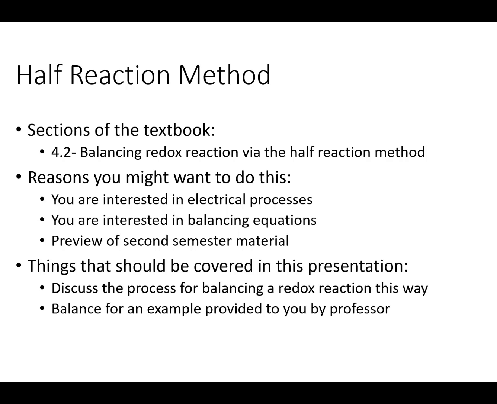Okay, the first one is the half reaction method. This was in section 4.2 of your textbook, which was a long section, and it's towards the end of that. We covered other parts of that section, so it's only the part on balancing redox reactions via the half reaction method. This is something we actually revisit in the second semester. So if you are planning to take the second semester of general chemistry, you could start the process of learning this now, so it will be easier when you get to it later.